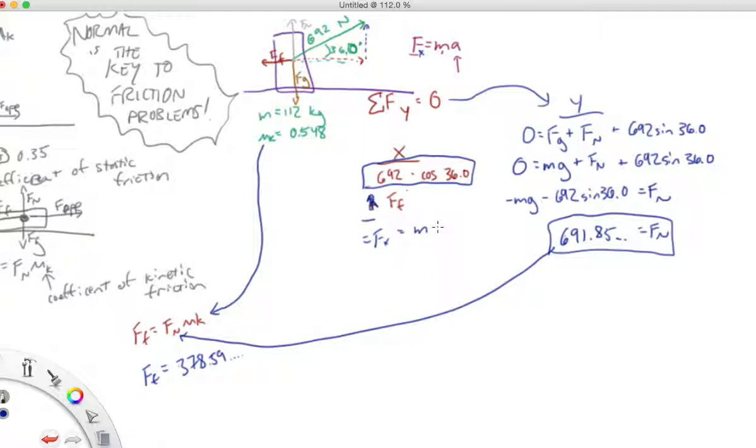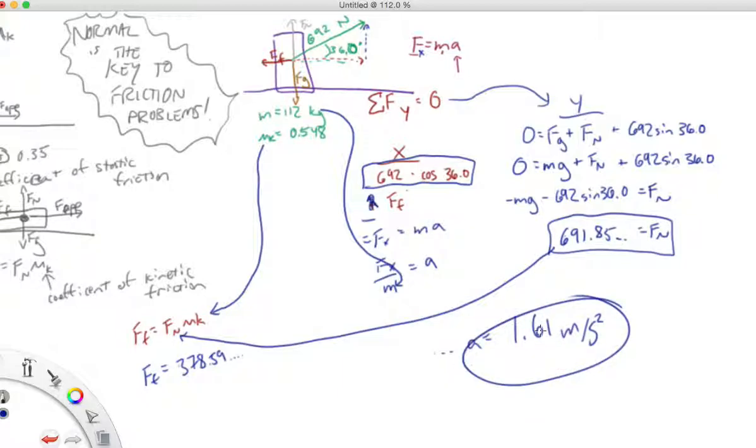So F in the x direction equals m times the acceleration. F equals ma, praise Newton. We divide both sides by m, so it's going to be Fx divided by m, and that will give you your acceleration. And we know what m is because it's given to us in the problem. So our final answer, drum roll here, is acceleration equals 1.61 meters per second squared. That's all the time I have for now. Good luck.